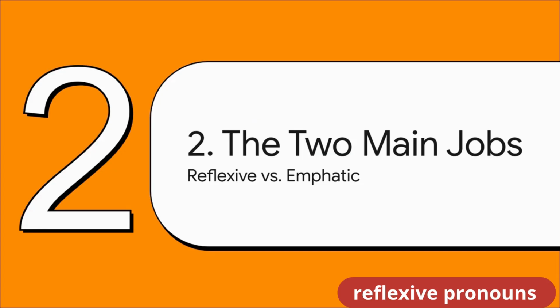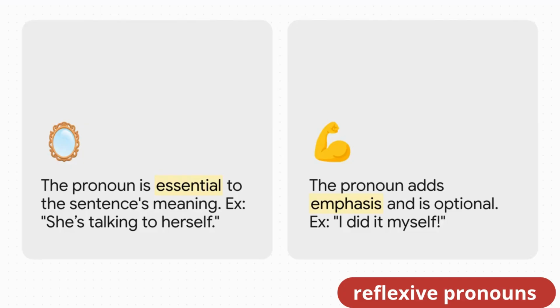All right, so we've got the basics down. Now let's look at how these pronouns actually get used. It turns out they have two very, very different jobs they can do in a sentence. So this slide lays out the two jobs side by side. Look at the left side, the reflexive use. That word herself is totally essential. If you take it out, the sentence is just, she's talking to, and that's not a complete thought.